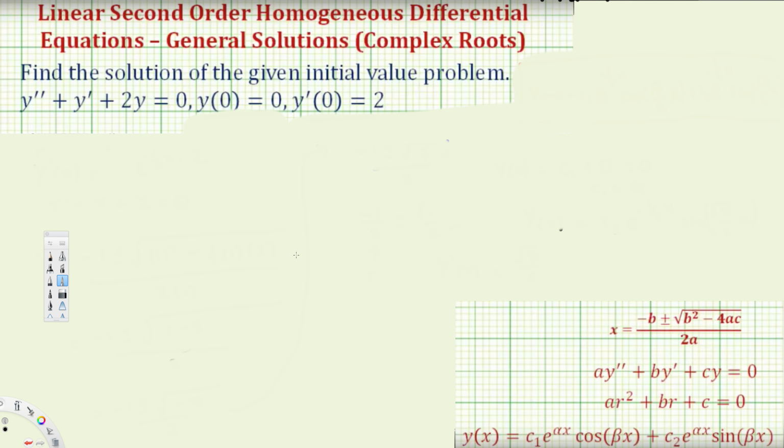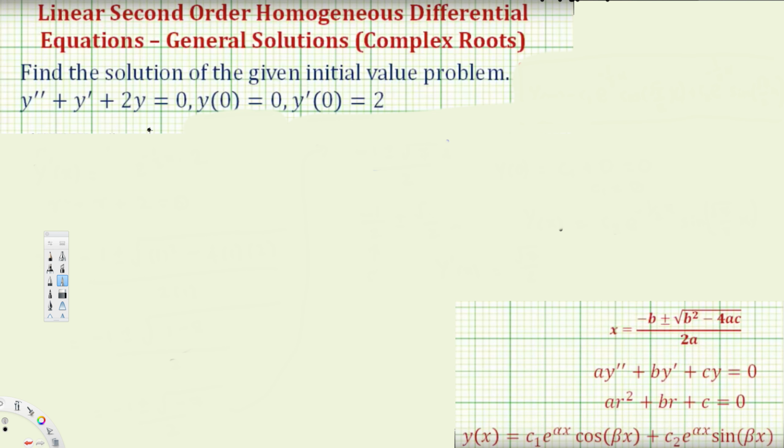Going on, guys, let's look at this problem right here. This question is asking to find the solution of the given initial value problem, and here we have a differential equation with initial values. If you look at this differential equation, it matches this pattern. This is a linear second order differential equation with constant coefficients. So this is also a linear second order differential equation with constant coefficients.